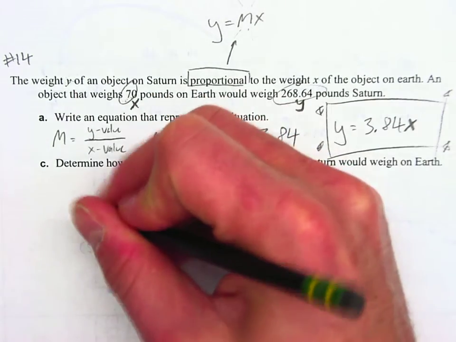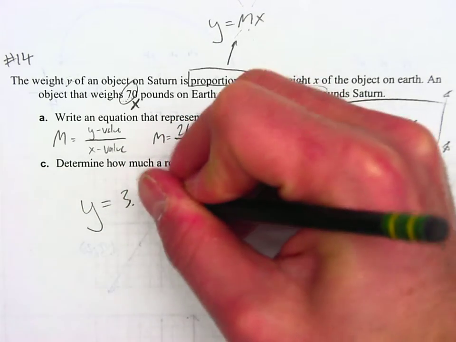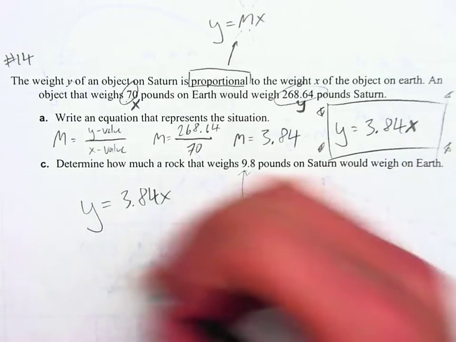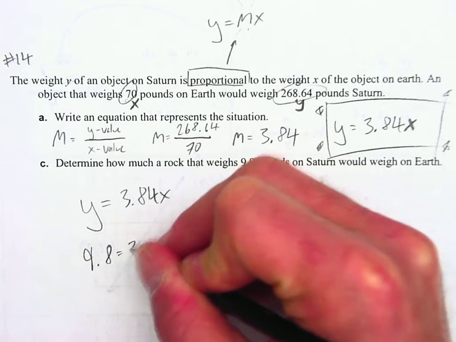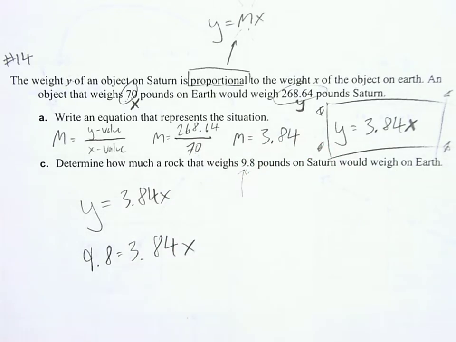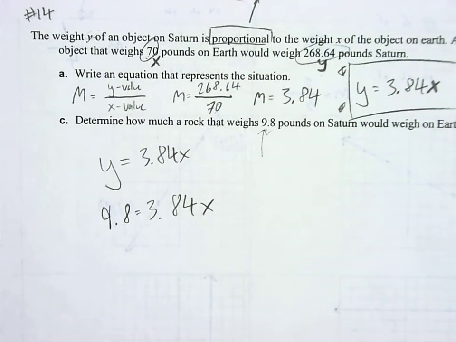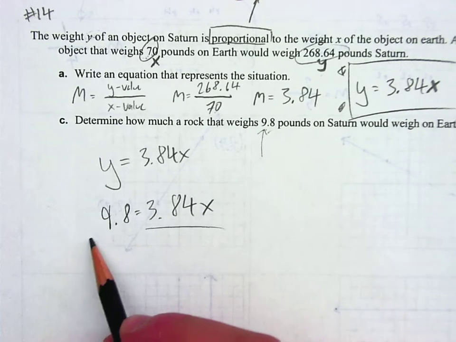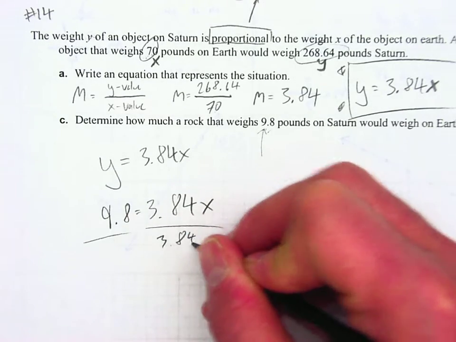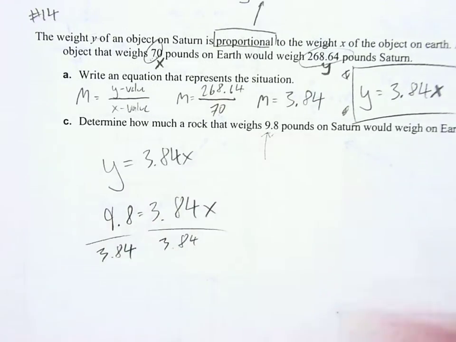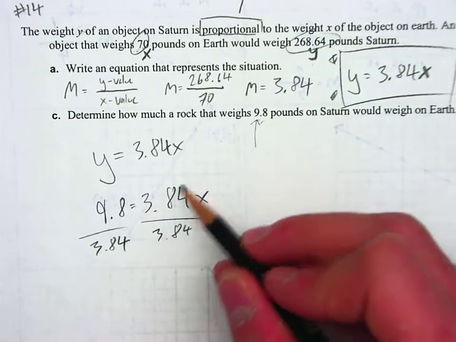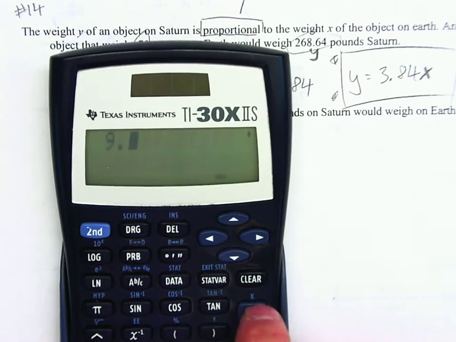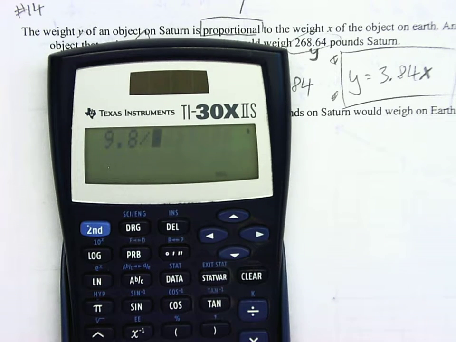So instead of writing y equals 3.84x, I'm going to substitute this value in for y, and I'm going to say 9.8 is equal to 3.84x. Now I just need to get x by itself, and to do that, I need to do the opposite of multiplication. The opposite of multiplication is division. I'm going to divide both sides by 3.84. Forgive the sloppy handwriting here. It's going to cancel out here, leaving me with 9.8 divided by 3.84.